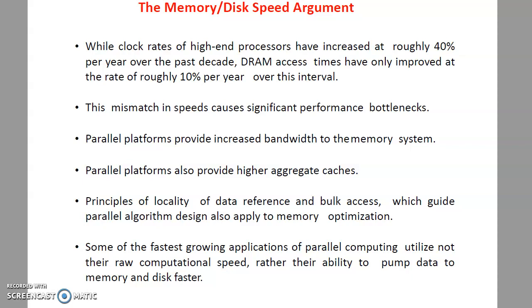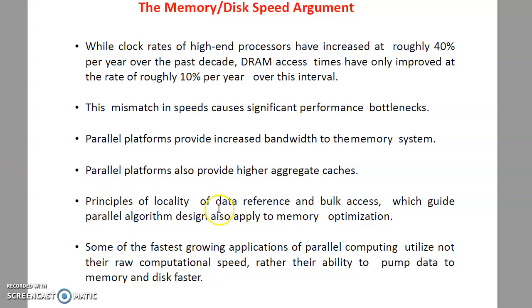This mismatch in speeds causes significant performance bottlenecks. So this mismatch in speed was causing significant performance bottlenecks. Overall speed of that particular computer was reducing. Parallel platforms provide increased bandwidth to the memory system. So basically parallel platforms that were being designed provided increased bandwidth to the memory system. Since parallel platforms have more than one processor, each processor was connected to the memory. So the overall bandwidth of the parallel computer to the memory was more as compared to serial computers.